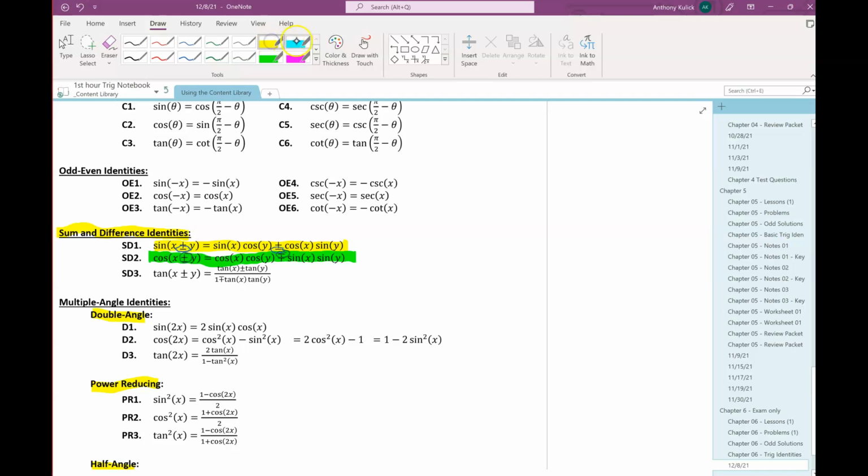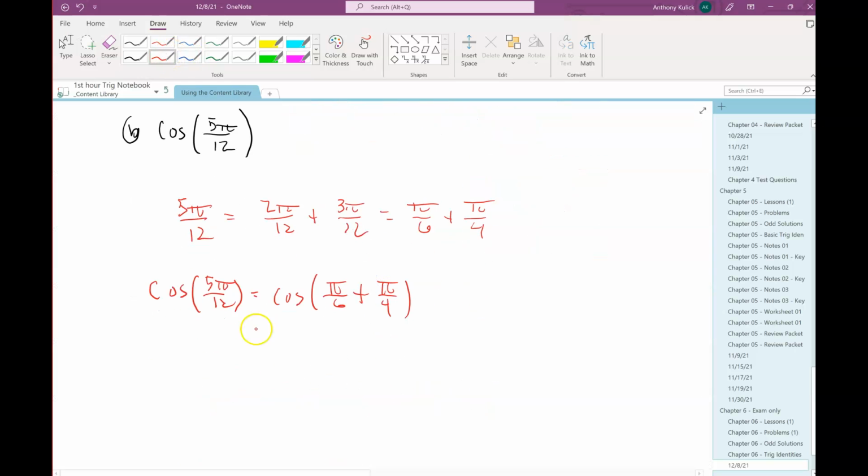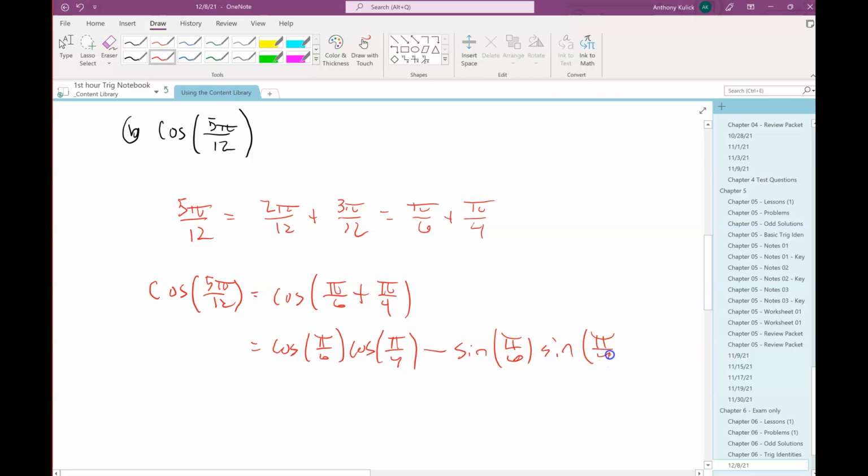So these symbols here are going to tell you whether you want to use the top symbol or the bottom symbol on the right half of it. Okay. So now I'm going to go ahead and fill in my formula. So that's going to be cosine of pi over 6 times cosine of pi over 4 minus sine of pi over 6 times sine of pi over 4.